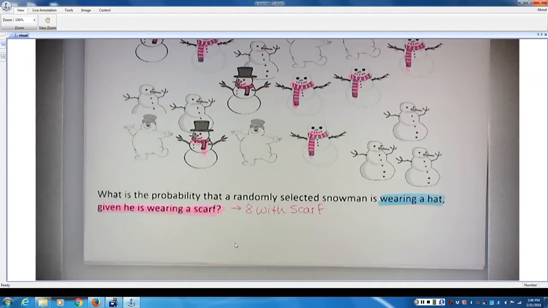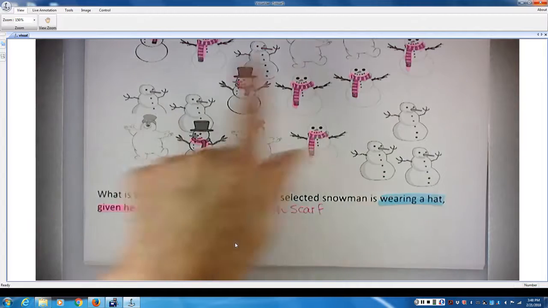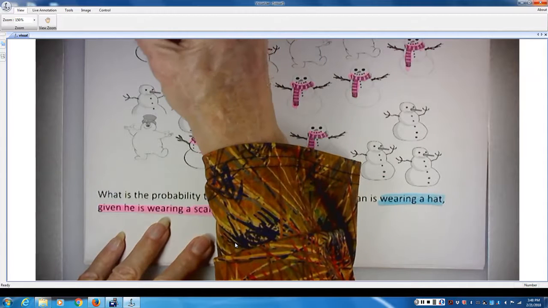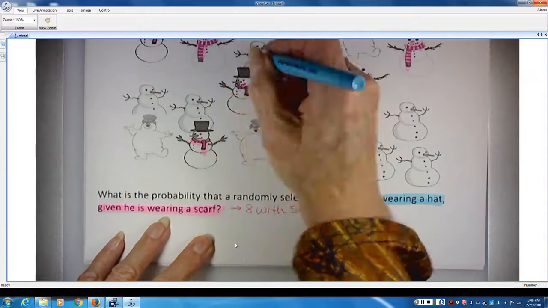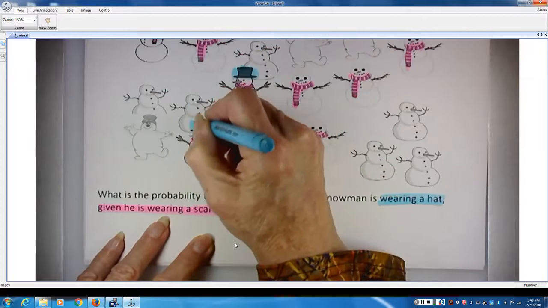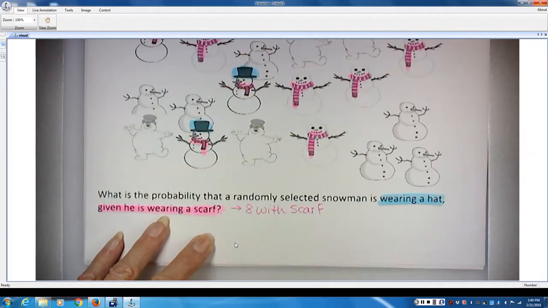Now I go back and count the ones that are wearing hats. But I only count out of the ones that have a scarf. 1, 2, 3, and I don't see any of the others that are wearing scarves wearing hats. Do you?